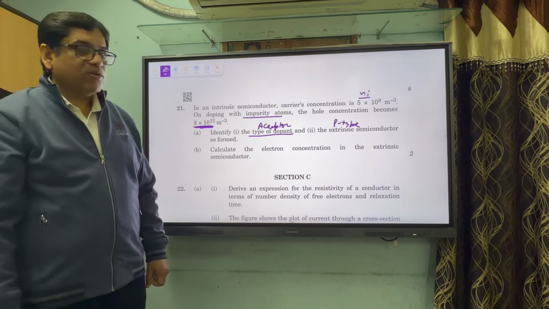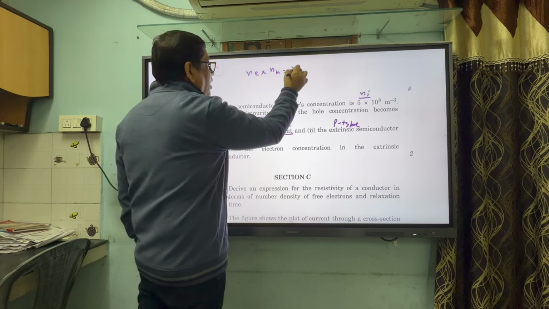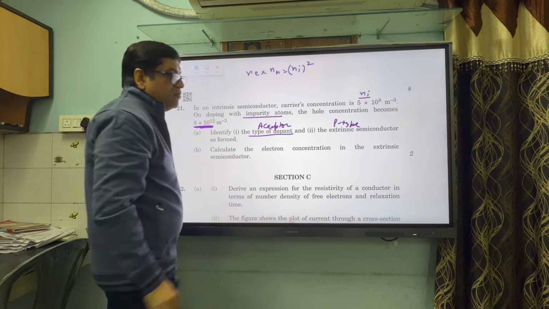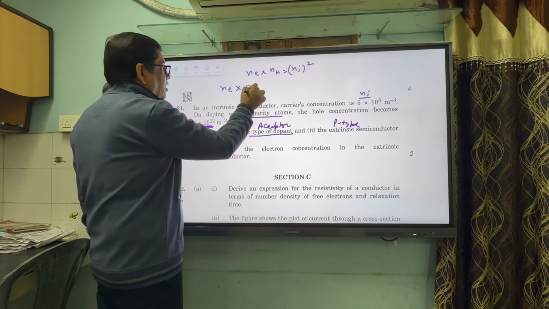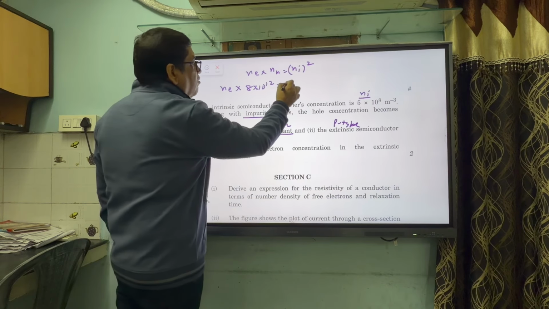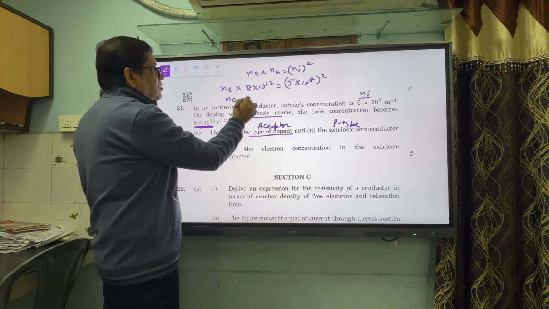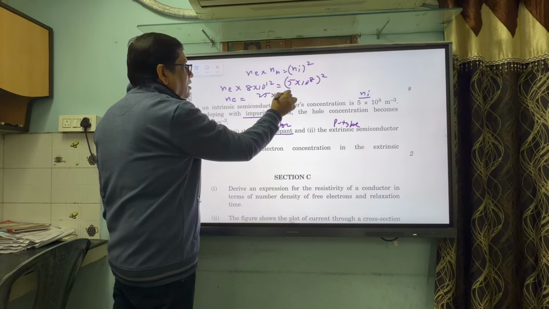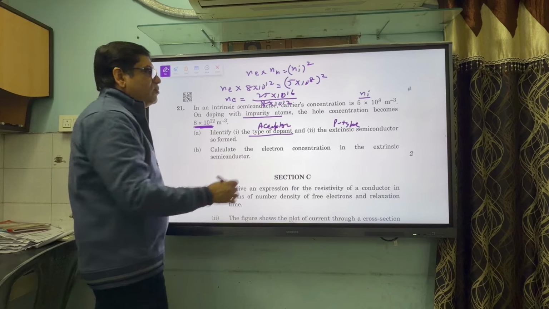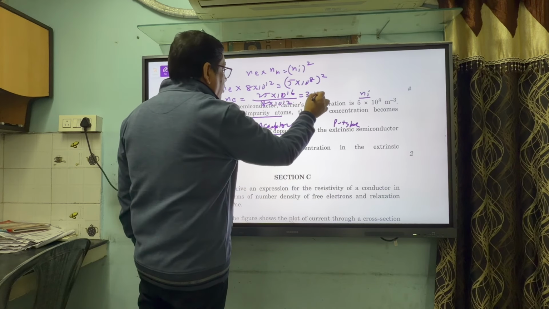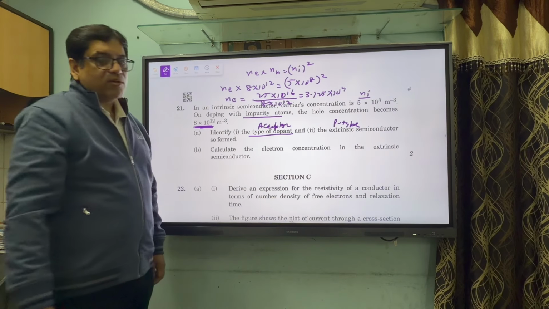And we have to find out the electron concentration using the formula Ne into Nh is equal to Ni squared. Electron concentration we don't know. Hole concentration we know, 8 into 10 to the 12, and the intrinsic carrier density is 5 into 10 to the 8. So Ne becomes 25 into 10 to the 16 divided by 8 into 10 to the 12. This comes out to be 3.125 into 10 to the power 4. That is the electron concentration.